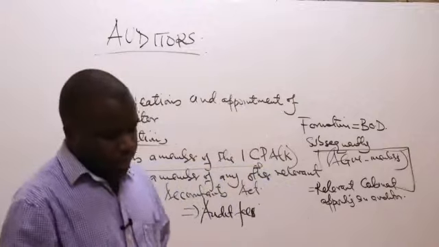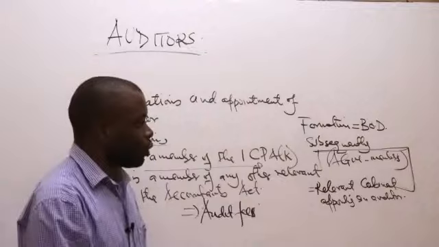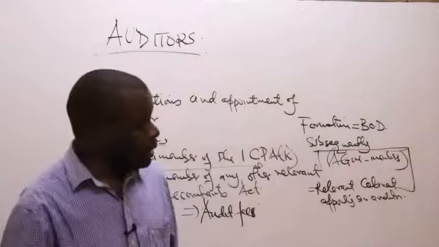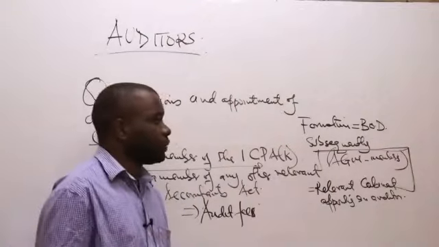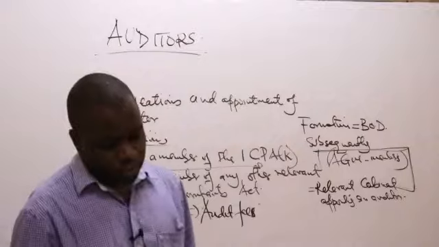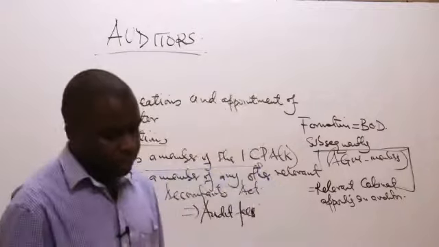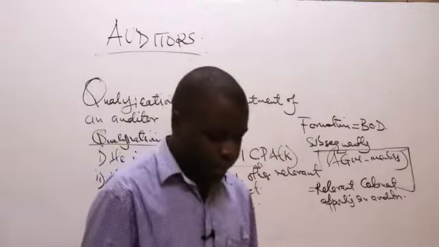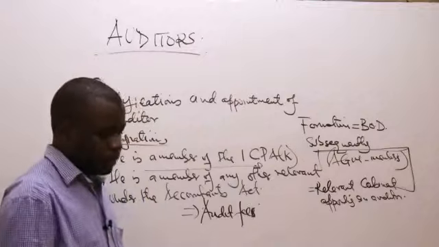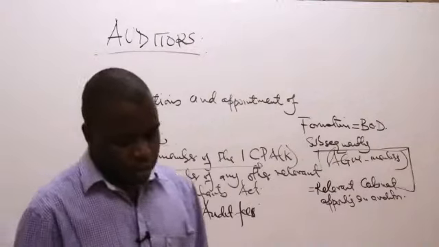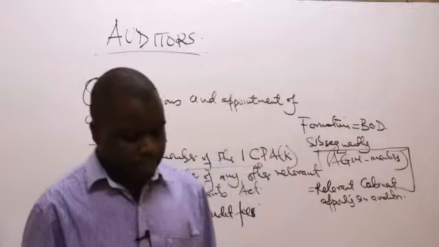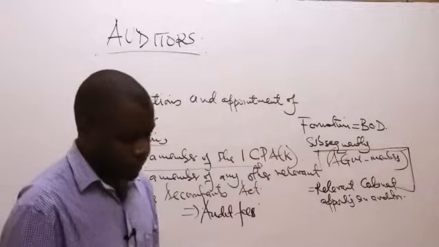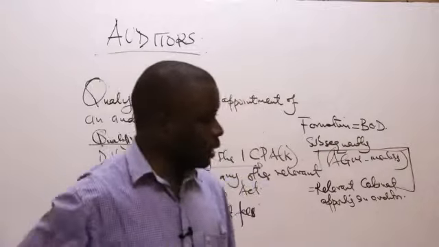Then you can talk about if the directors fail to appoint the first auditor, the company can make an application to the relevant cabinet secretary to appoint an auditor of the company.